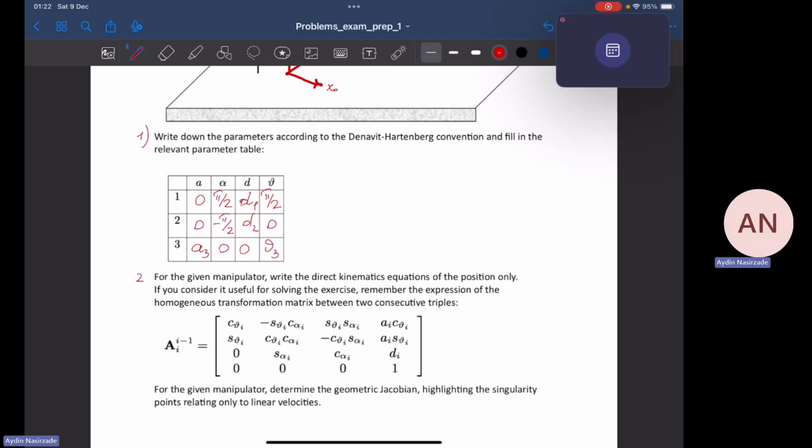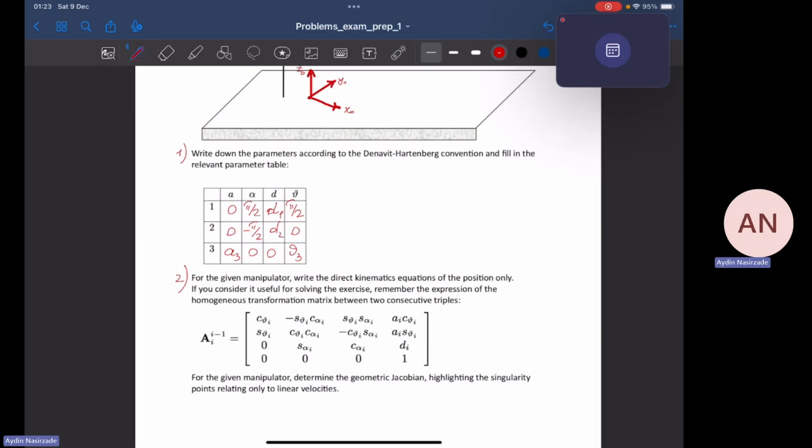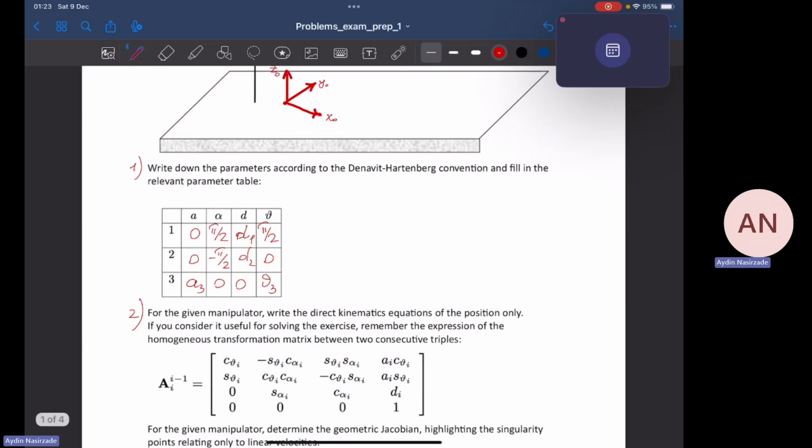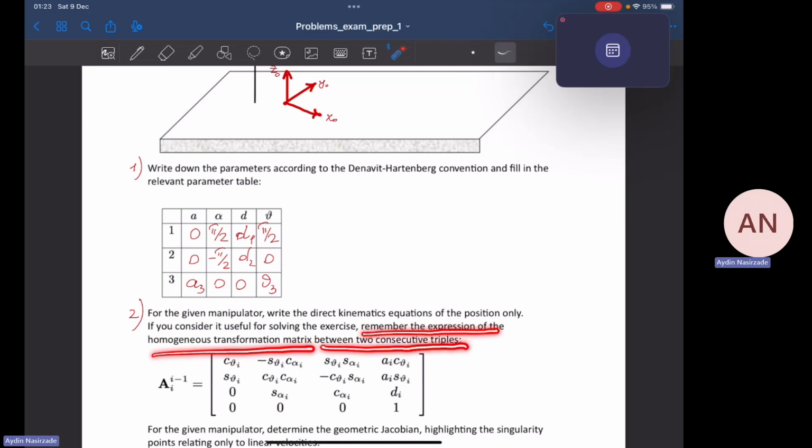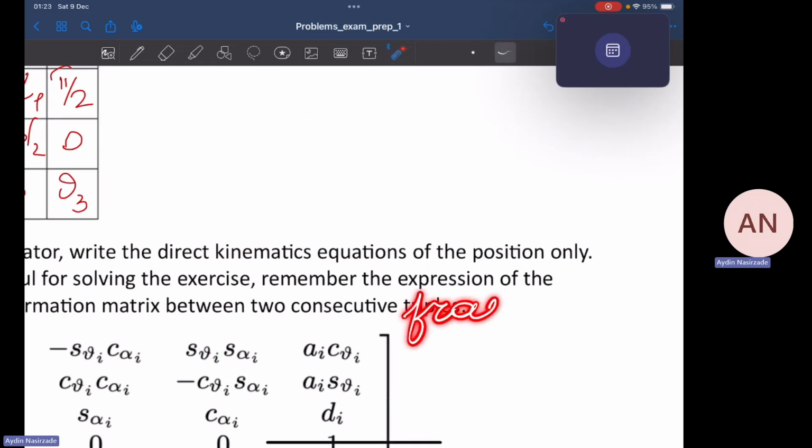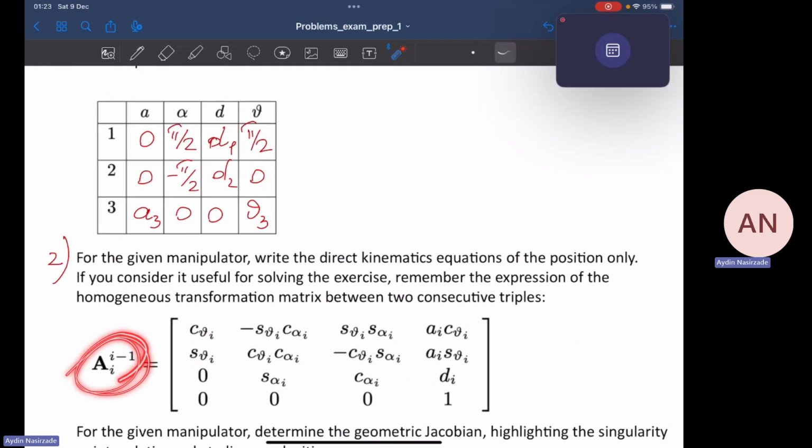The next question says, for the given manipulator, write the direct kinematics equations of the position only. And there is a remark below: if you consider it useful for solving the exercise, remember the expression of the homogeneous transformation matrix between two consecutive frames. Okay, this is the one.